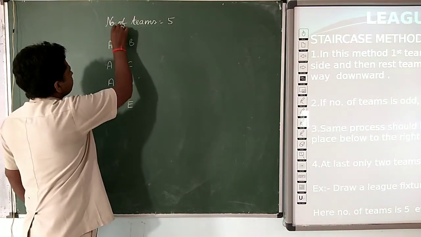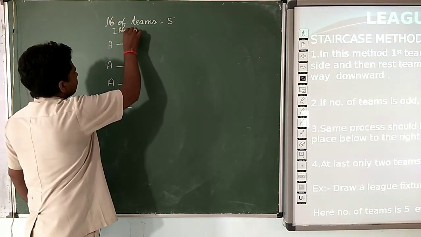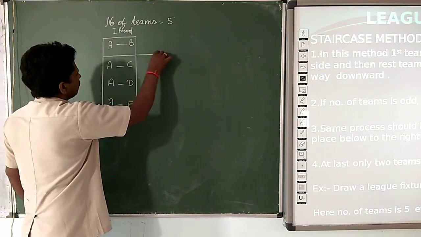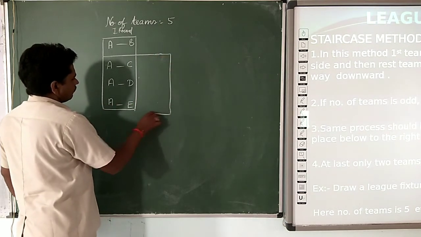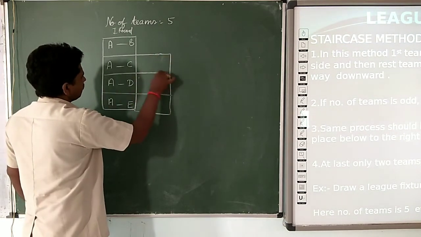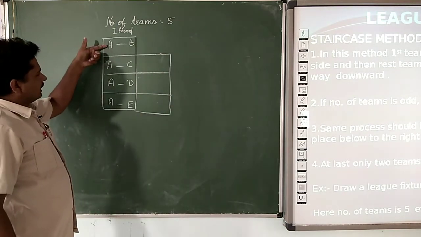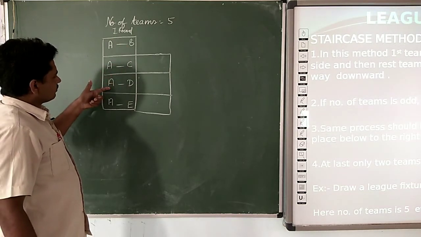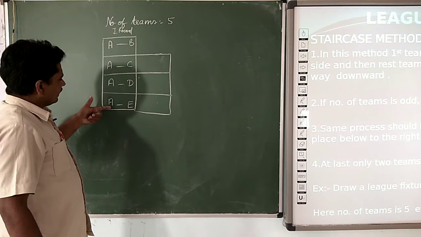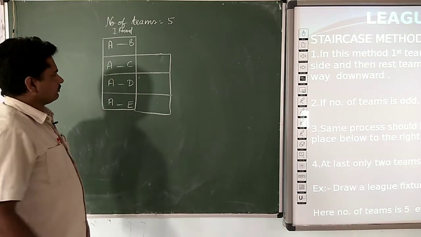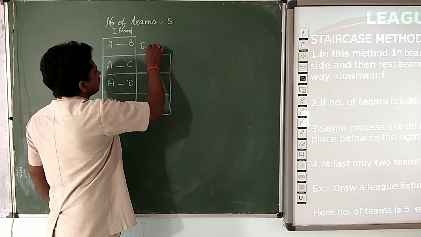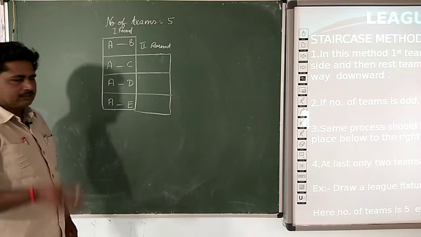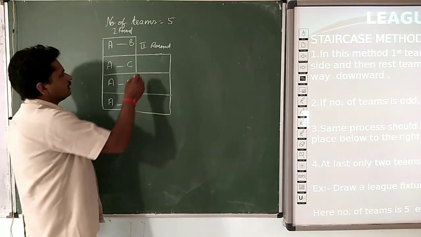In the first round you find that 4 matches are there. First, A has to play with B, second A has to play with C, third A has to play with D and fourth A has to play with E. In the second round, all the matches of A are depleted, that's why we have to go on with B.